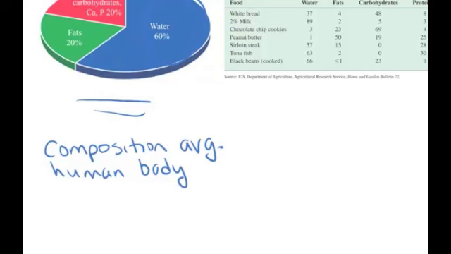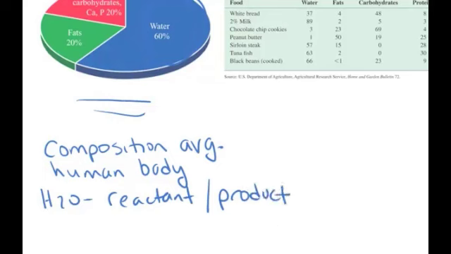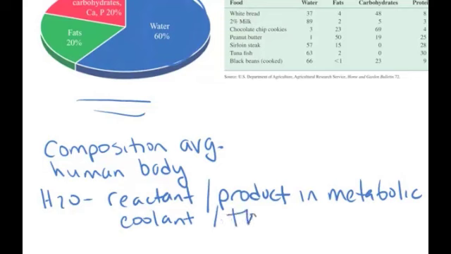This balance of the amount of water that we have and water coming in and out of our body is very, very important. So water acts as both a reactant and a product in a lot of metabolic reactions. And we'll look at that when we look closely at some common biochemicals. It also serves as a coolant and a thermal regulator for your body. And it also serves as a solvent.